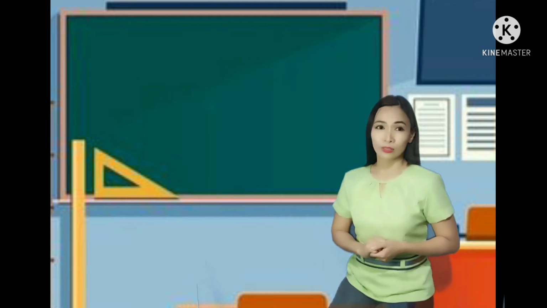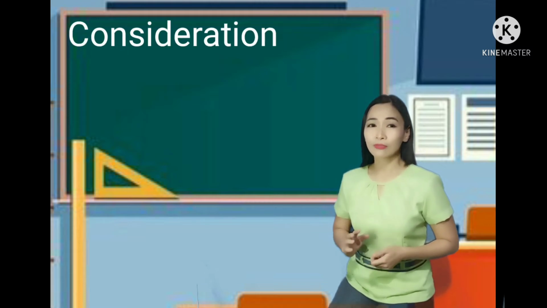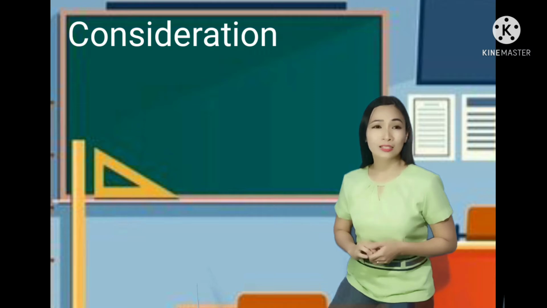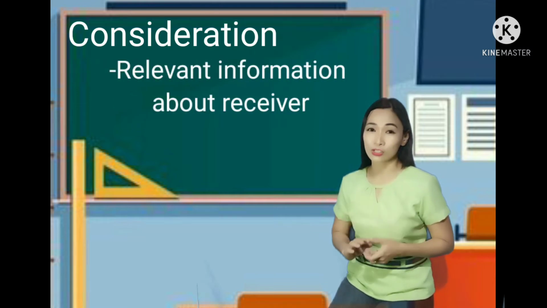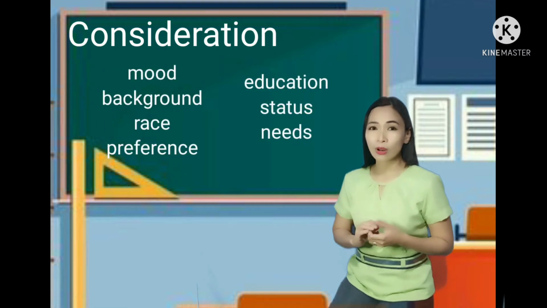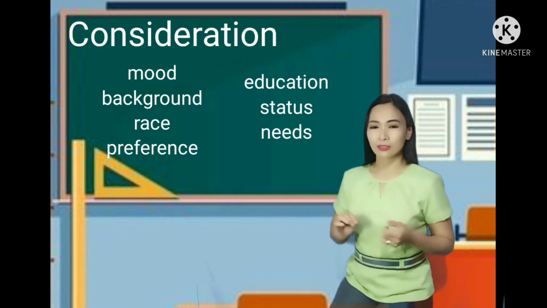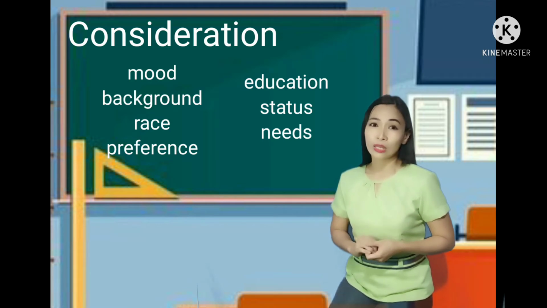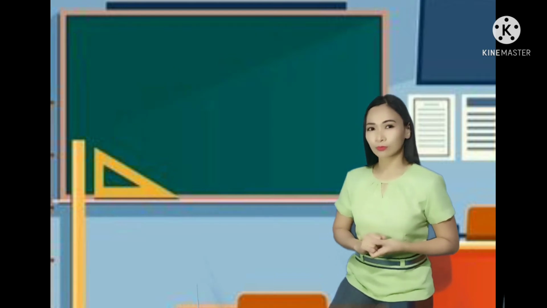Let's go to the third one. Consideration. To be effective, the speaker should always consider relevant information about his or her receiver, such as mood, background, race, preference, education, status, and needs, among others. By doing so, he or she can easily build rapport with the audience.